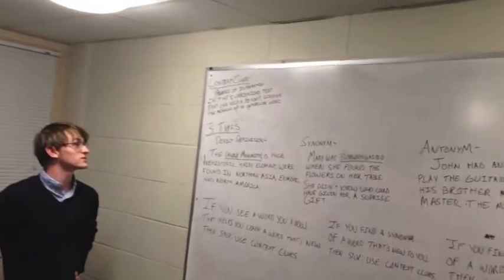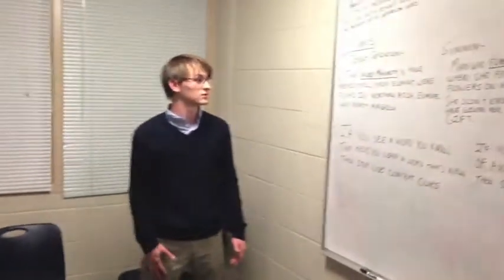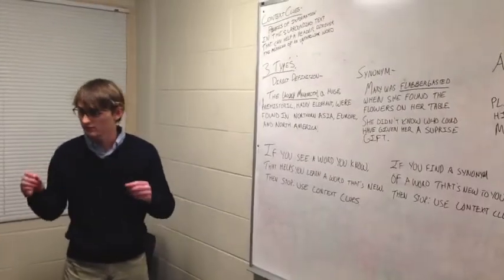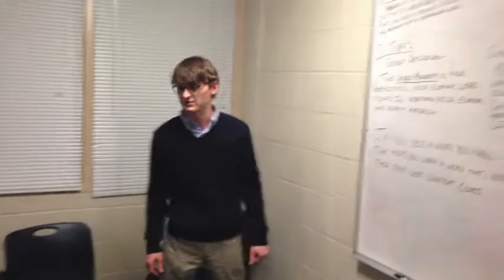Context clues are pieces of information in the surrounding text that can help a reader discover the meaning of an unfamiliar word. They're like little hints that you can find and scope out on your own to help you figure out what a word that you've never seen before means. So you're kind of like a detective, hunting for clues and hints throughout whatever you're reading. There are three types of context clues.